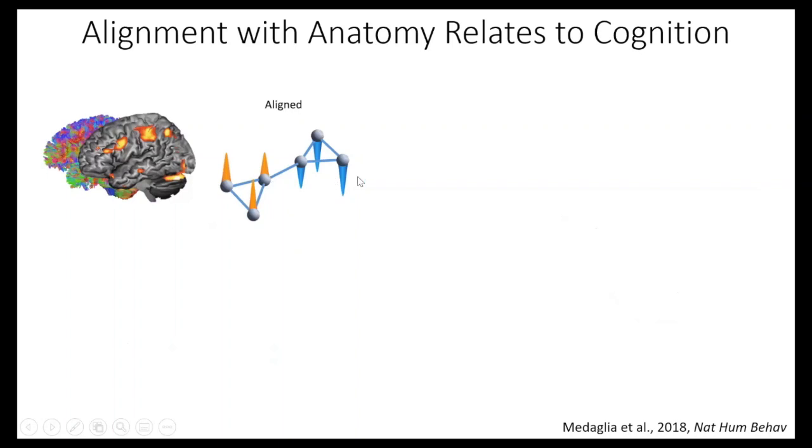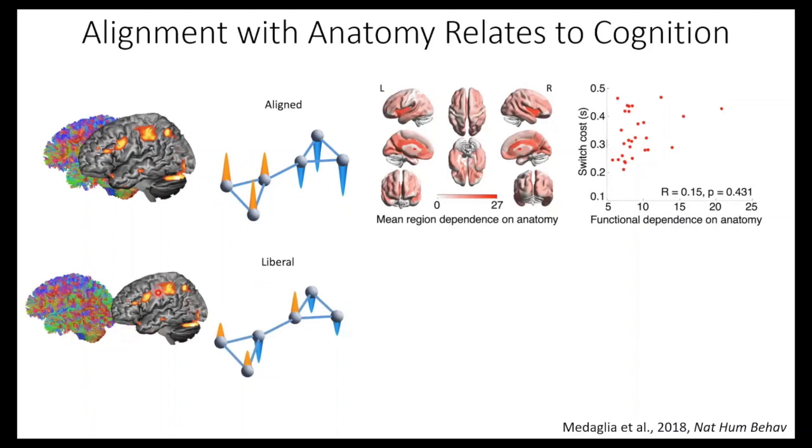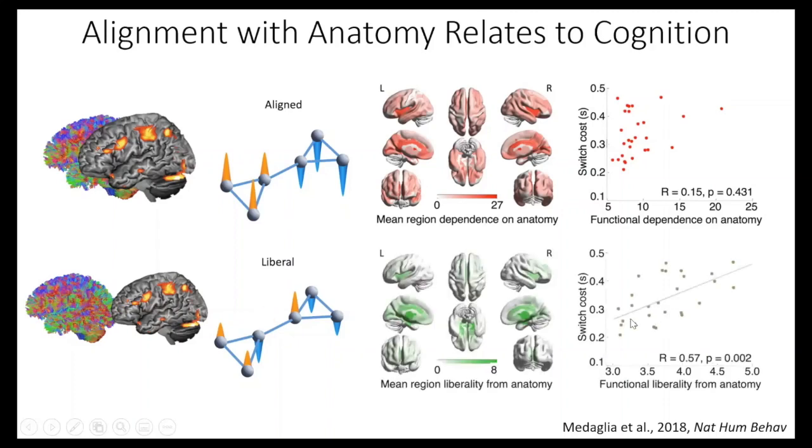We decomposed the brain signals, and then we looked for the relationship between these aligned signals, and we can plot them out in terms of where they tend to inhabit the brain, and find that it doesn't really predict this measure of switch cost, how rapidly people can switch between the levels. However, when we looked at this liberal signal, so again, how unsticky or how liberated from the anatomy it is, we found that this was much more strongly correlated with performance.